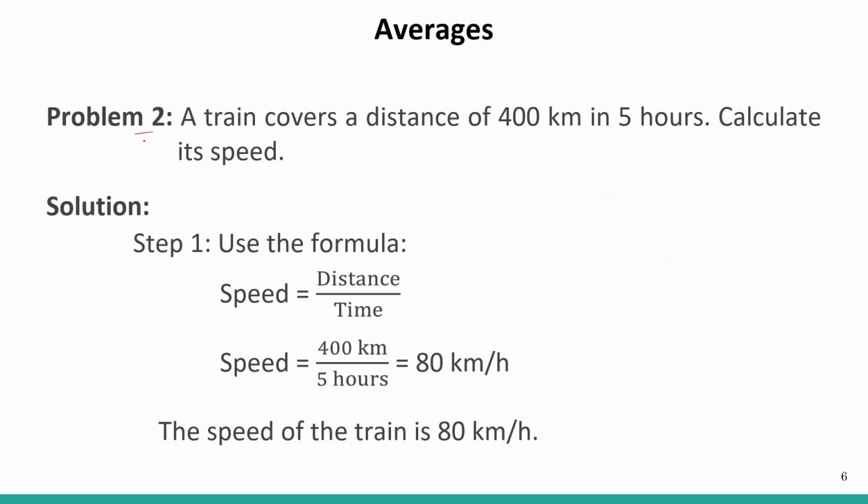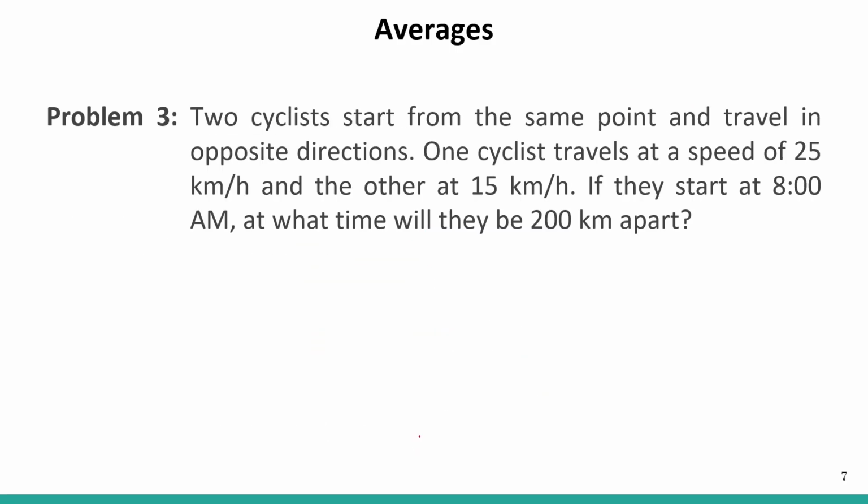So a train covers a distance of 400 kilometer in 5 hours. Using the formula, speed is equal to distance by time. So 400 by 5 hours is equal to 80 kilometer per hour. So the speed of the train will be 80 kilometer per hour, right? Let's go forward with problem number 3.